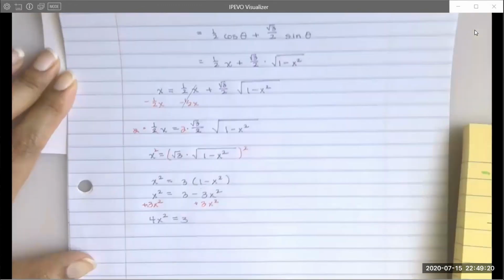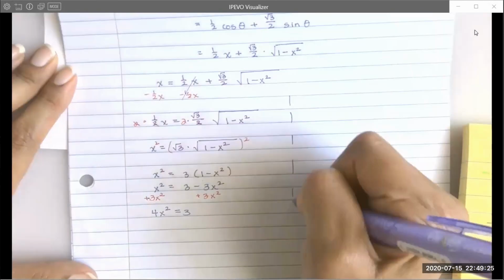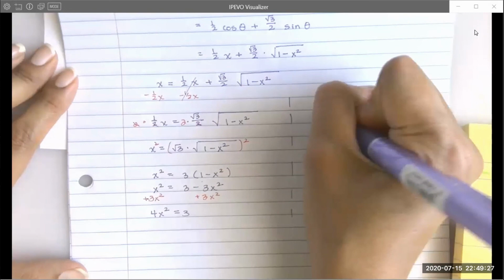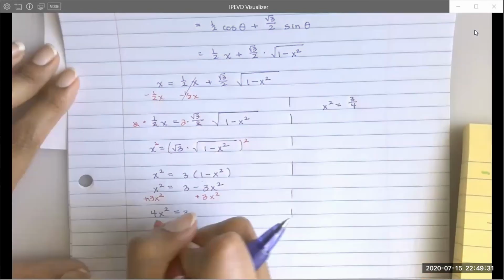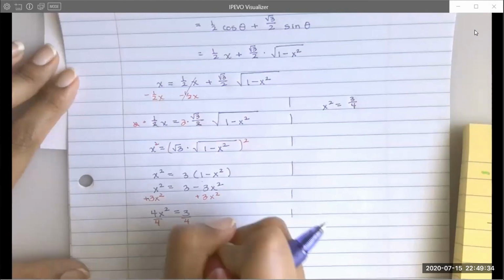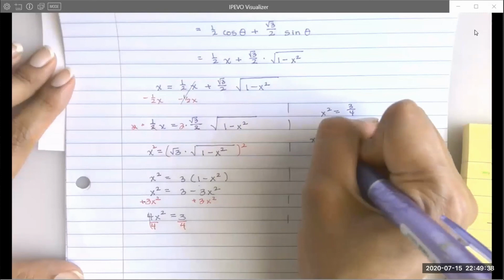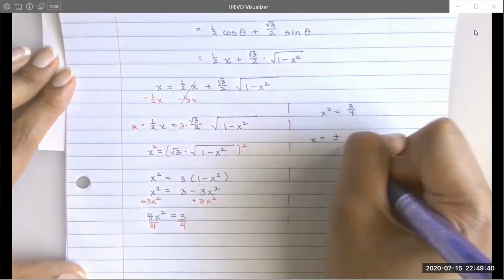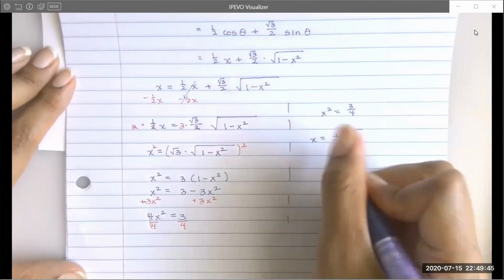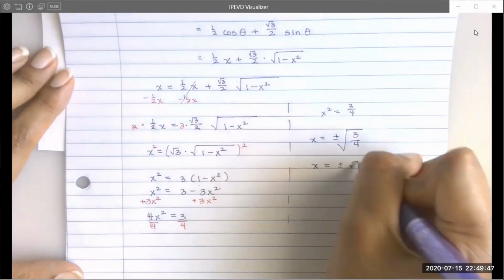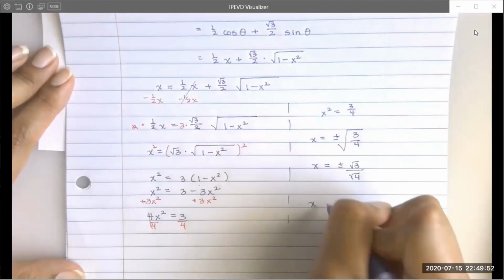Divide both sides by 4. We'll continue over here. And you get x squared is equal to 3 over 4. So that finally we have x is plus or minus square root of 3 over 4. That's going to be x is plus or minus square root of 3 over square root of 4. But square root of 4 is just 2.